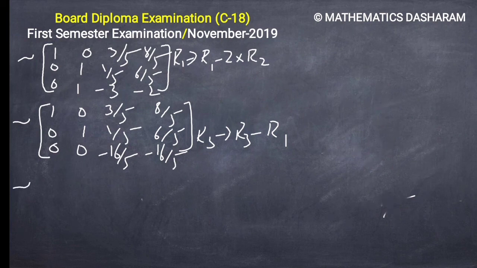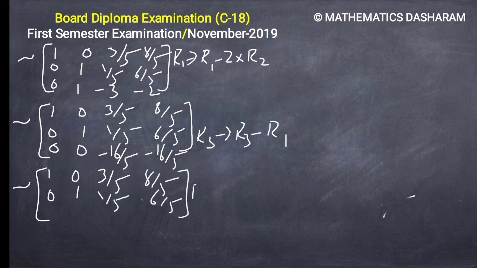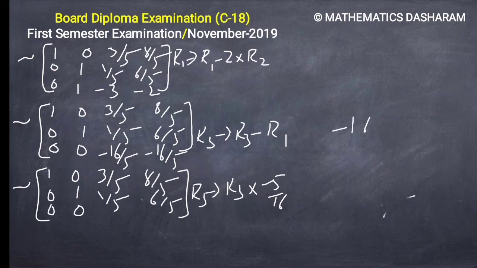So now the next step: here 1 0 0 is completed, 0 1 0 is completed. Next, 1 is required at this place. So for that, first of all I am writing the first two rows as it is. Here the third row is replaced with R3 into minus 5 by 16. So here 0 into minus 5 by 16 is 0. Here also 0. So minus 16 by 5 into minus 5 by 16, both are cancelled, 1, and here also 1.